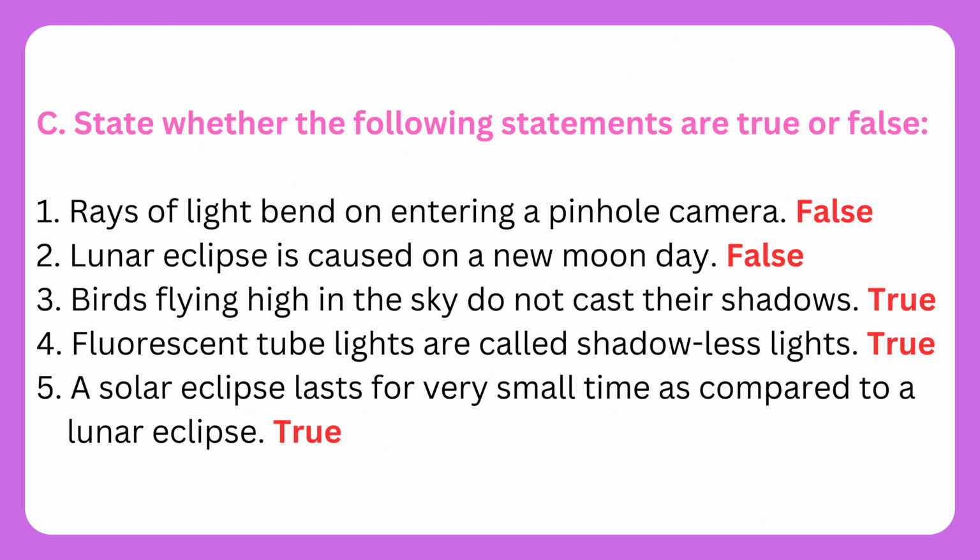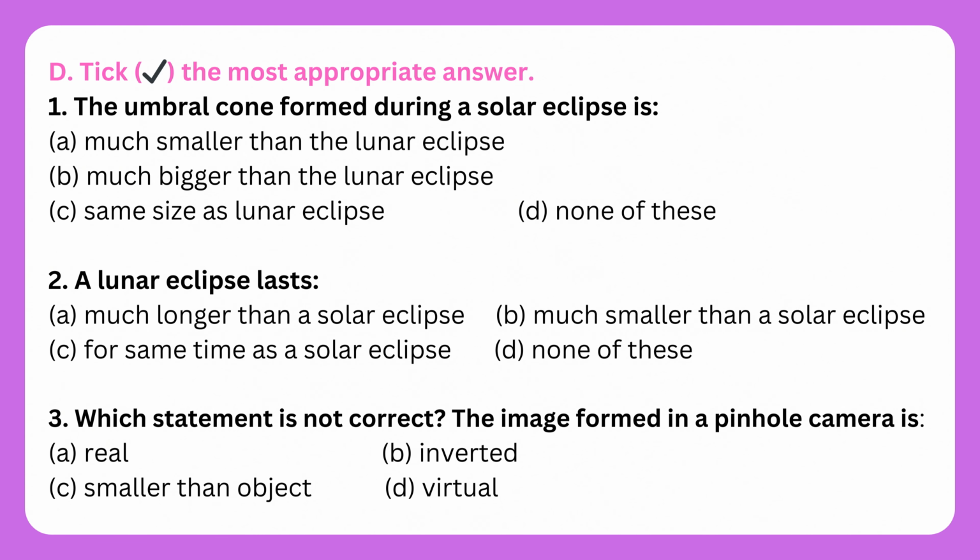Tick the most appropriate answer. 1. The umbral cone formed during a solar eclipse is: A. Much smaller than the lunar eclipse. B. Much bigger than the lunar eclipse. C. Same size as lunar eclipse. D. None of these. Answer: A. Much smaller than the lunar eclipse.